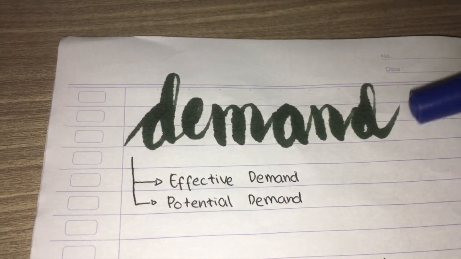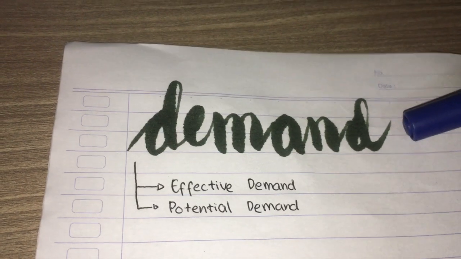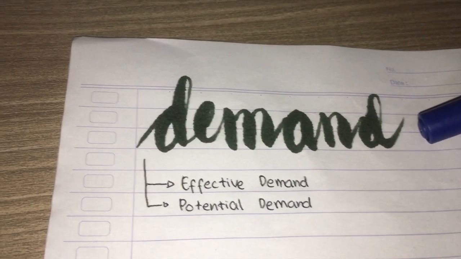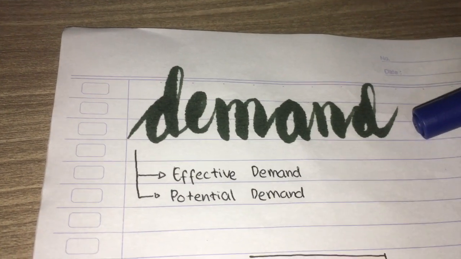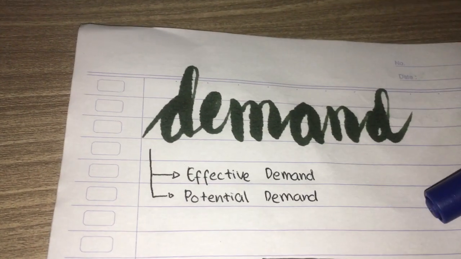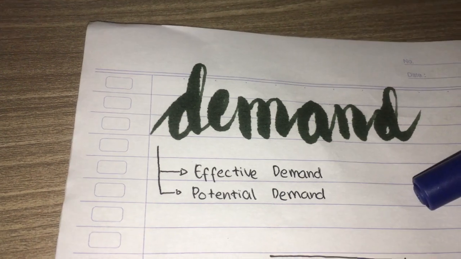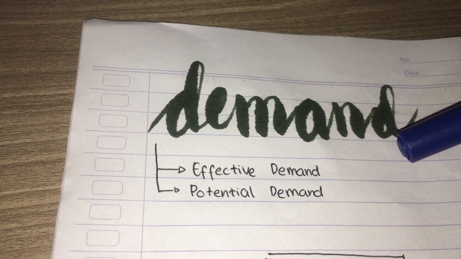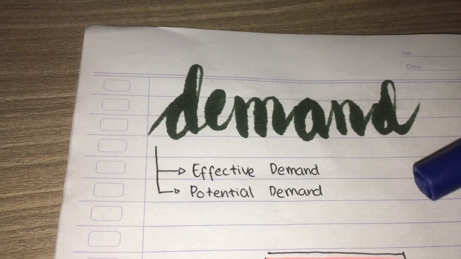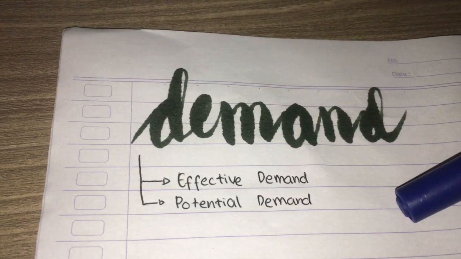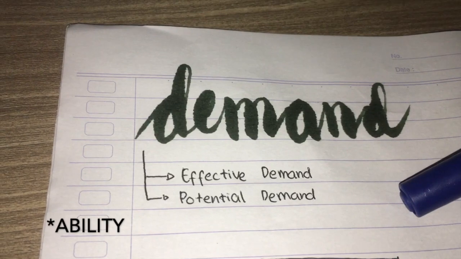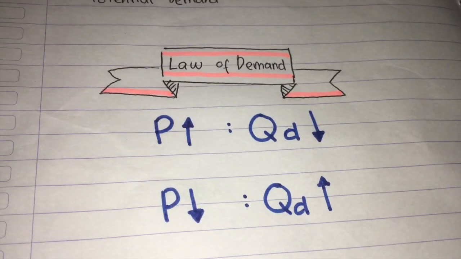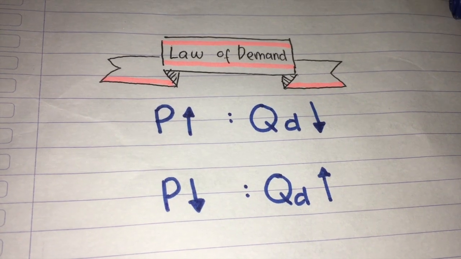The first one is demand. Demand is the different quantities of goods that consumers are willing and able to buy at different prices. There are two types of demand: effective demand and potential demand. Effective demand is when consumers have the ability to buy something. Potential demand is when the consumer doesn't have the possibility to buy something but will be able to buy it in the future.